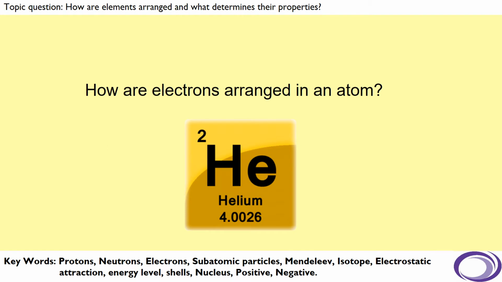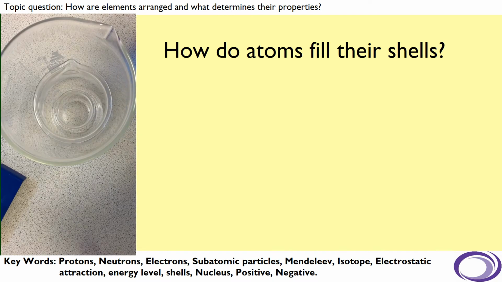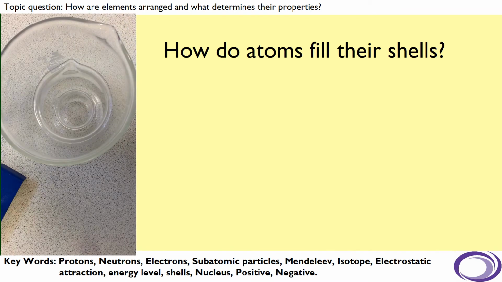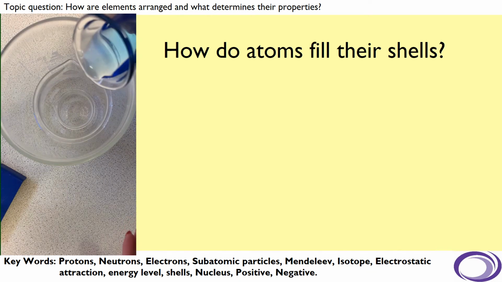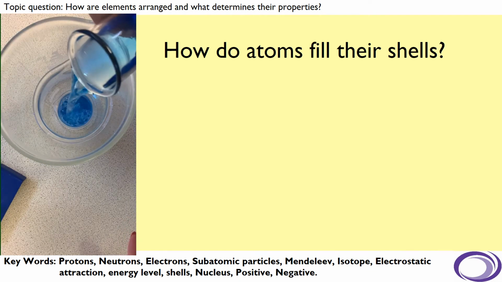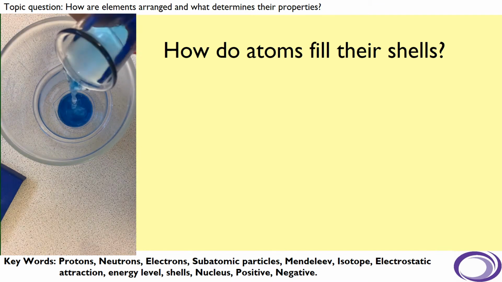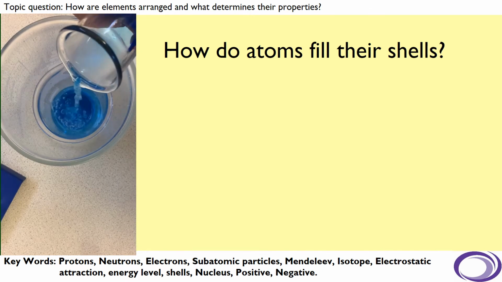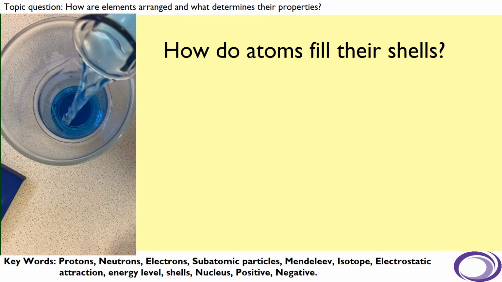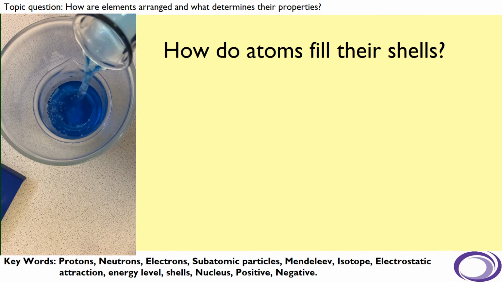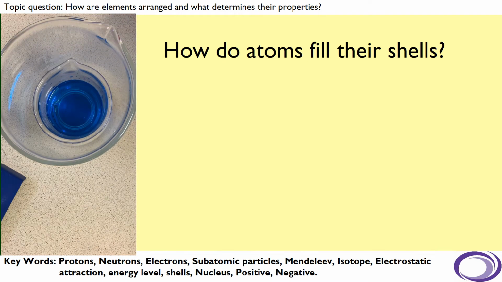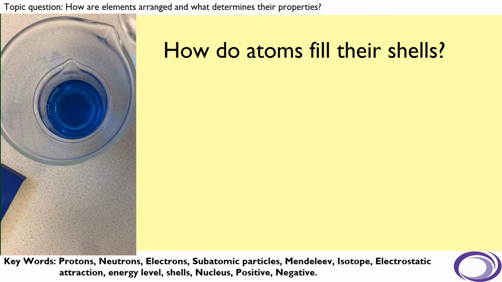So now we need to look at how the electrons are arranged in an atom. Electron shells fill in a particular way. In this small model, I'll be using blue liquid as my electrons. Now, electrons will always fill the lowest energy level first. Until that energy level is completely filled, it will not yet start to fill the second energy level. Just in the same way that the second beaker wasn't filled until the first small lowest energy level was filled.